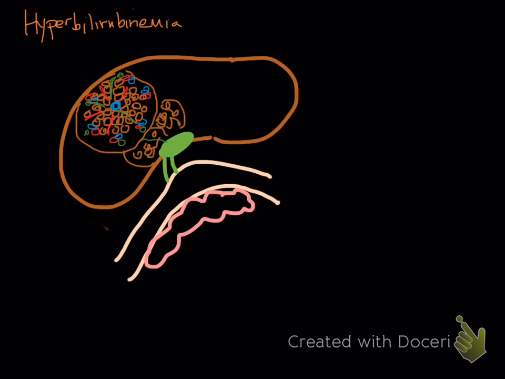So this lecture includes hepatic and post-hepatic causes of hyperbilirubinemia. So just to orient you a little bit, here's my liver, obviously, maybe not obviously. Here's my hepatic lobule with my central vein in the middle and my portal areas around the side. Here is a gallbladder, which means this must be the common bile duct.